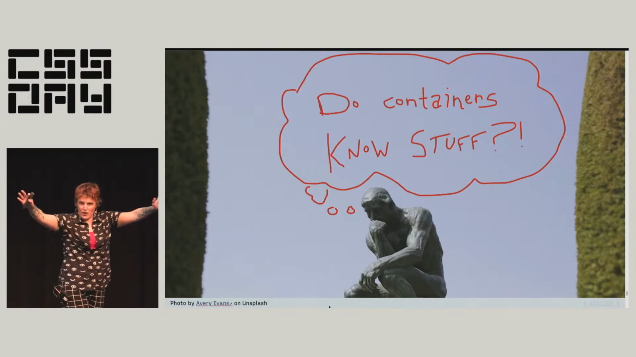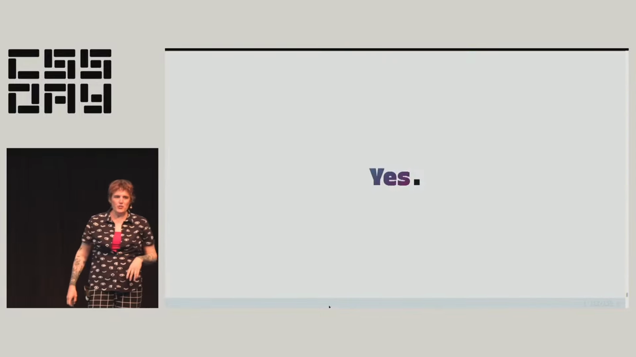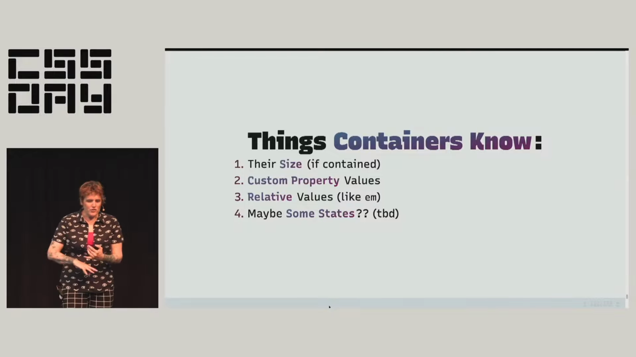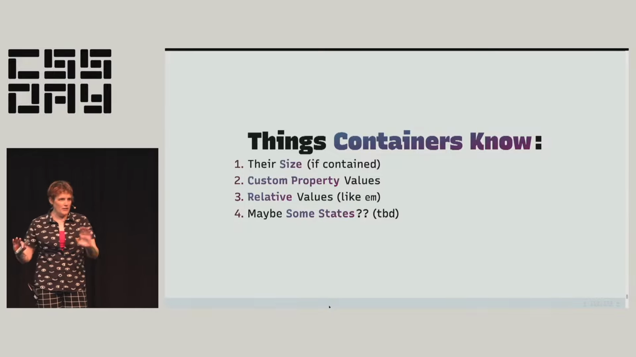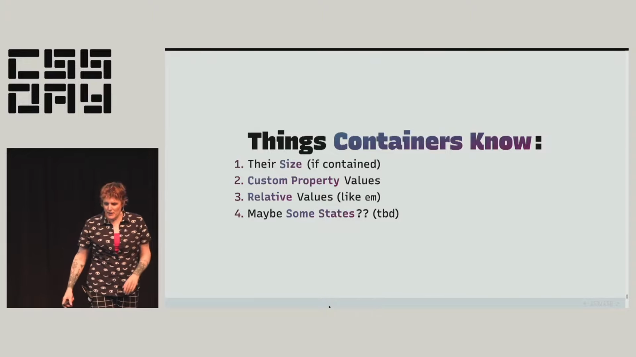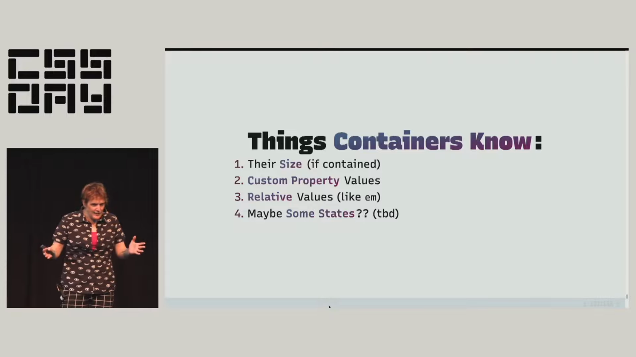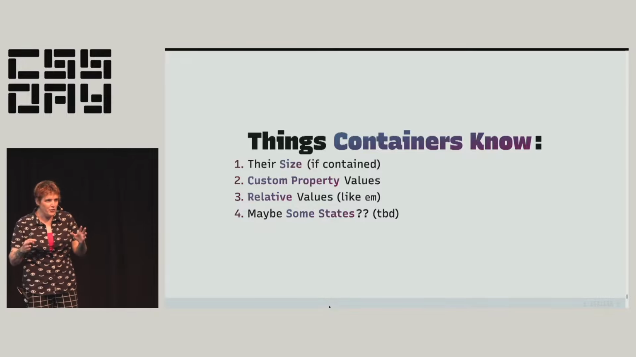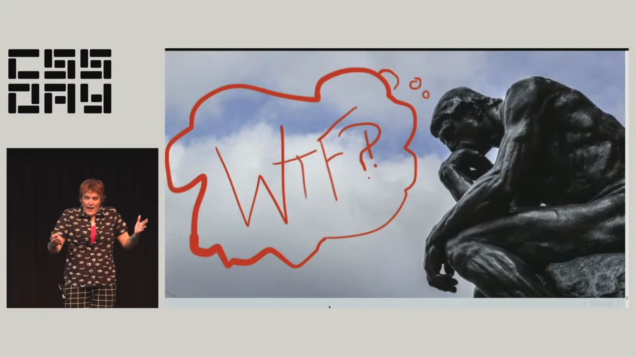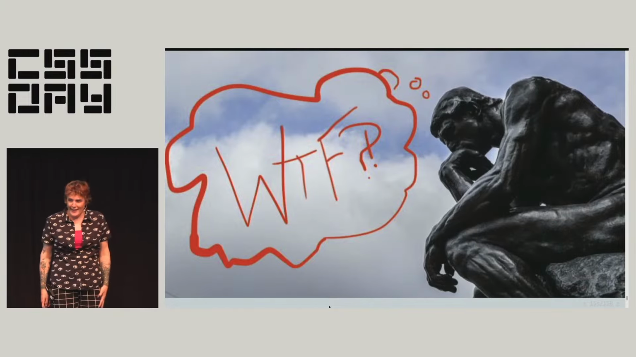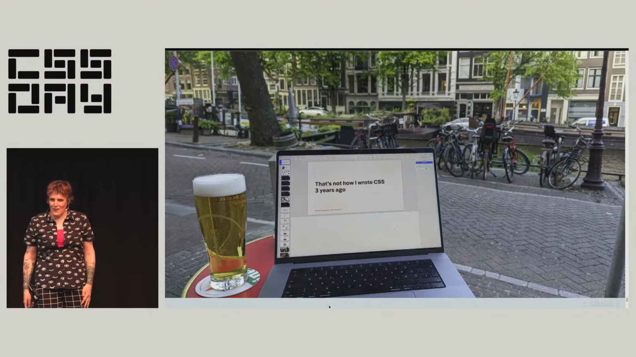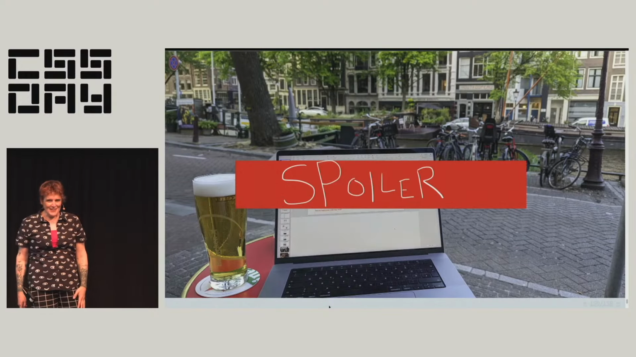So to answer our long-standing question, do containers know stuff? Yes. Containers know stuff. They know their size if they're contained. They know custom property values. They know relative values like the size of an M. They know maybe some states. We're still figuring that out, and let us know if you have other states that we should try and query. And yeah, what the heck? That's not how we wrote CSS 3 years ago. Sorry, spoiler. That's coming later.